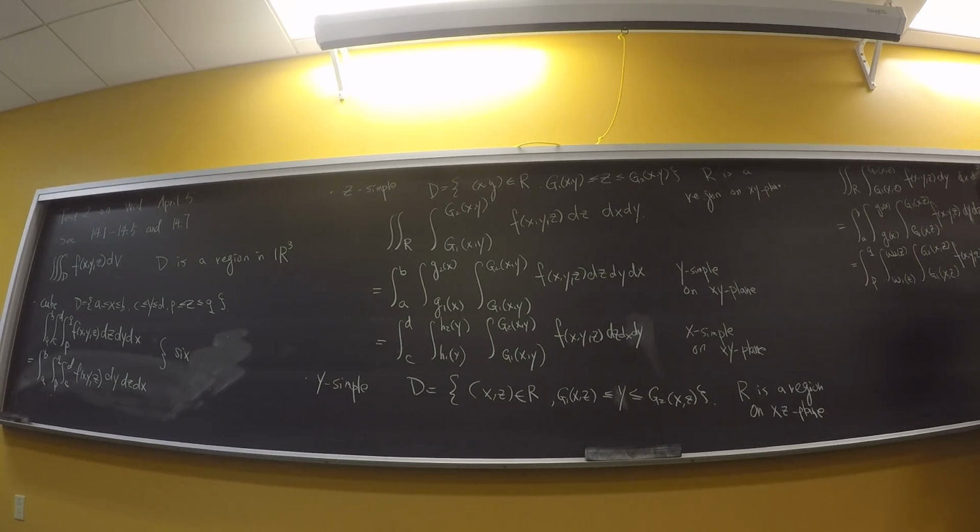In this case, I have it as an x simple region on the xz plane. Okay, so I need two numbers for z and two functions for x. So this is x equals w1 and x equals w2. Okay?